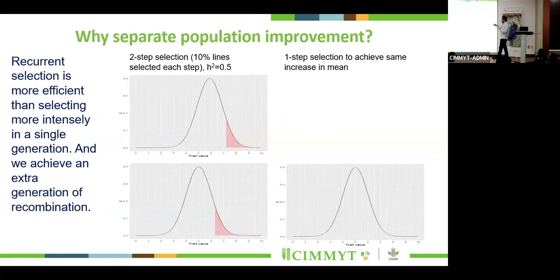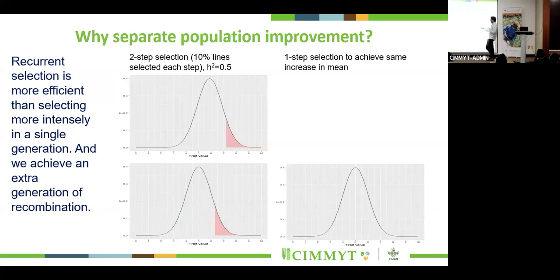So, the summary is, in any simulation or even just basic modeling, recurrent selection is always more efficient than selecting more intensely in a single generation, and we achieve an extra generation of recombination doing that. So there's a time element, like you were saying, and there's an efficiency element in terms of recurrent selection.